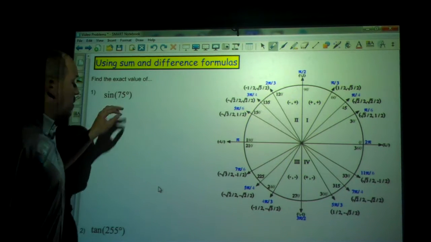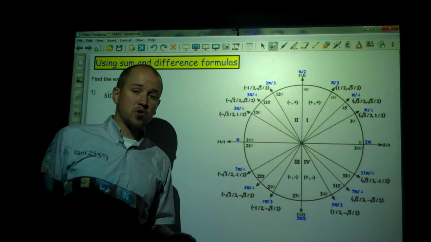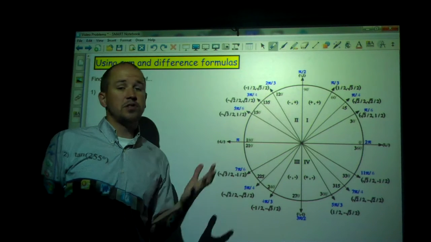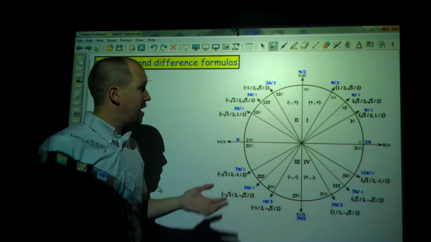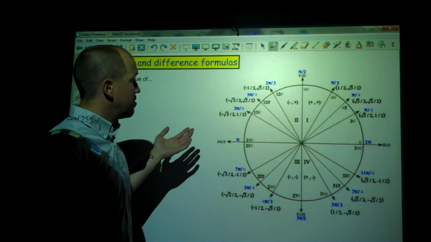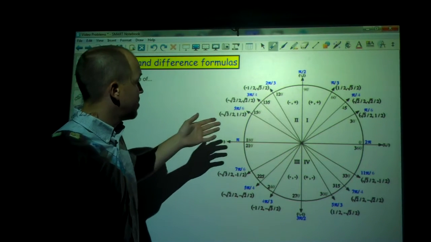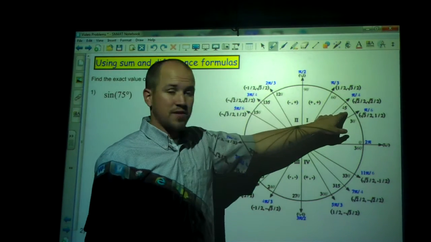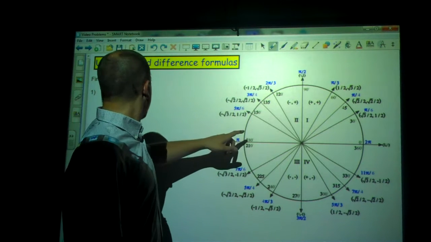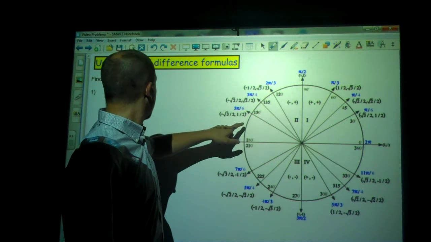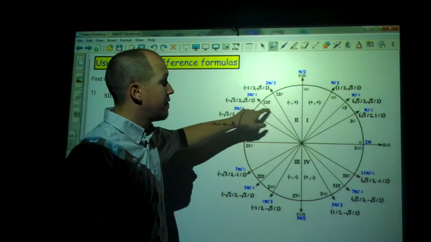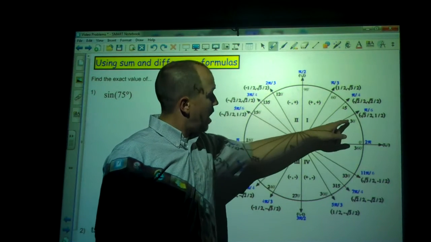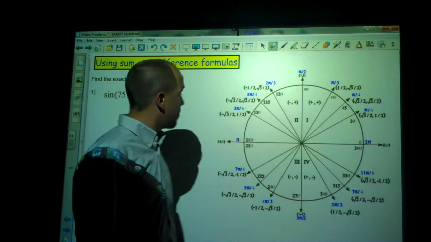Alright, so first of all, we just got to find two angles that add or subtract to be 75. The first thing that comes to my mind is 30 and 45. But really, you could use 120 minus 45. You could use 135 minus 60, that would work. I'm just going to add 30 and 45.